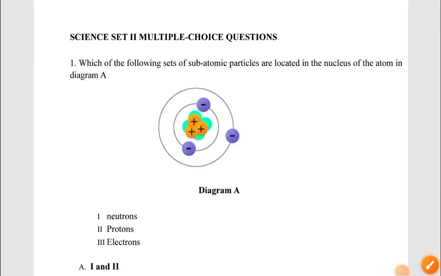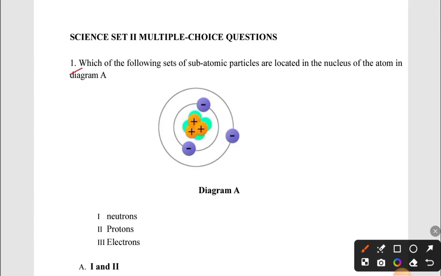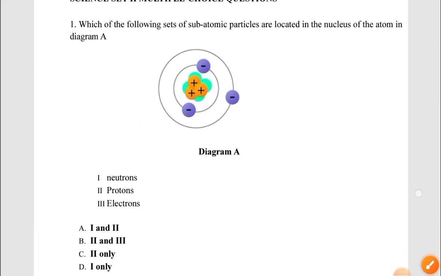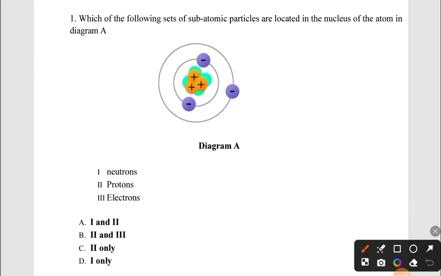Okay, so we'll go through the 60 questions and we start at question 1. Question 1: which of the following sets of subatomic particles are located in the nucleus in diagram A? Neutron is found in the nucleus, proton is found in the nucleus, so the electron isn't found. So our answer to question 1 is A.